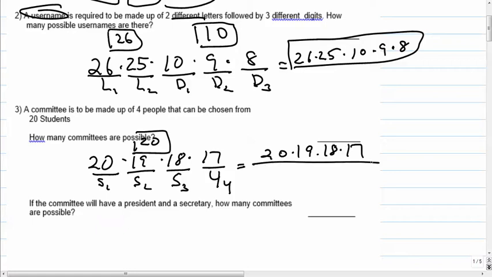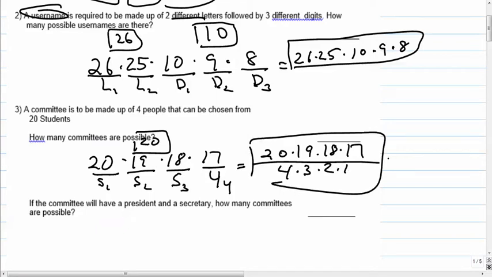Last thing I do is I ask, do I care about the order? If I'm first, I'm on the committee. If I'm second, I'm on the committee. I don't care about the order, so therefore I have to divide out by how many I picked factorial. 4, 3, 2, 1. Do your math. That's your answer.